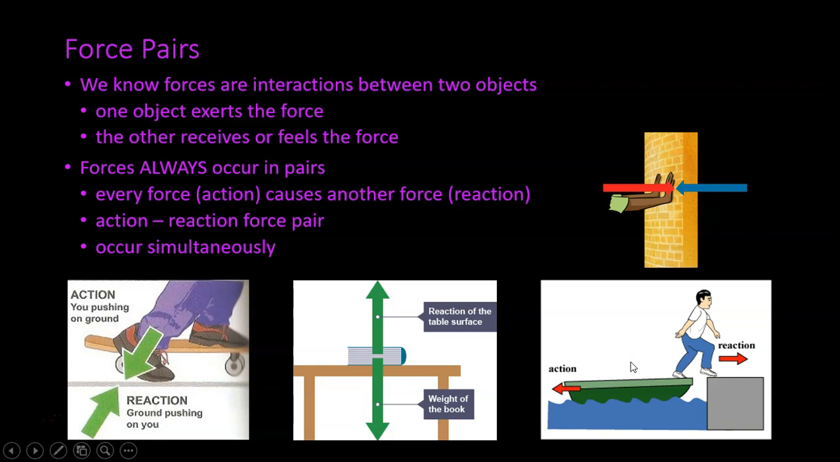Let's take a look at one more example. Here we have a guy in a boat beside the dock, and so he steps forward onto the dock. That creates an action force of friction, the friction of his sneaker pushing back on the boat, and the reaction force is the surface of the boat pushing forward on his sneaker.